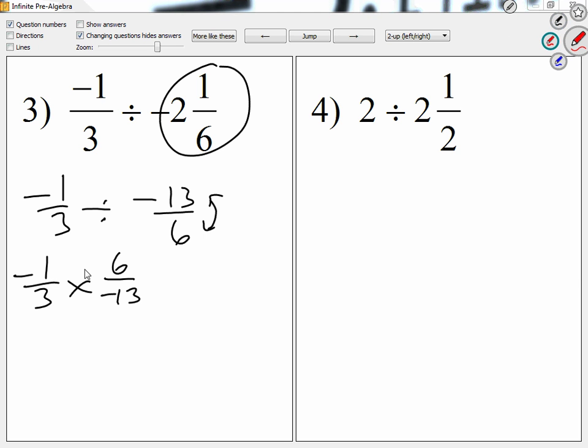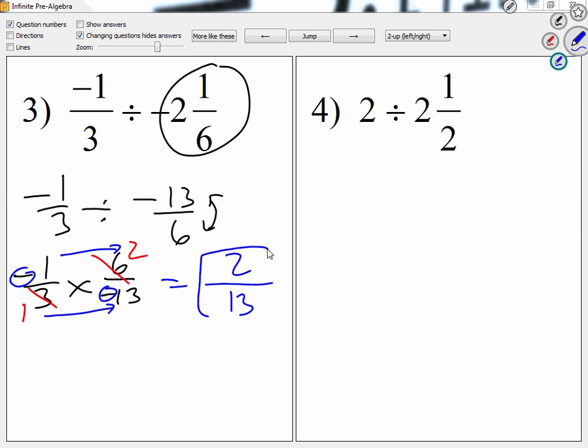Simplify if you can. The 6 and the 3, we can divide each by 3. So that gives me 1 and 2. Now I'm going to multiply straight across. I know negative times negative, it's positive. On the top I have 1 times 2, and at the bottom I have 1 times 13. So my answer is 2 over 13.